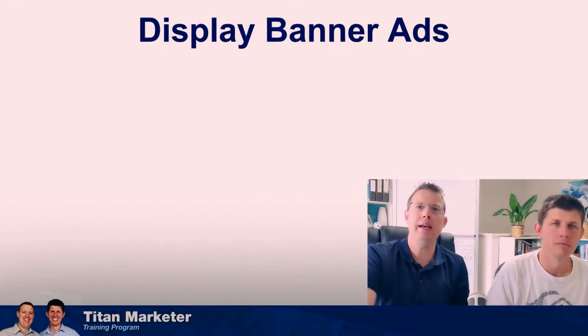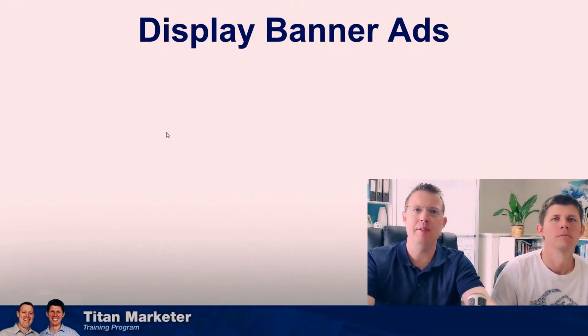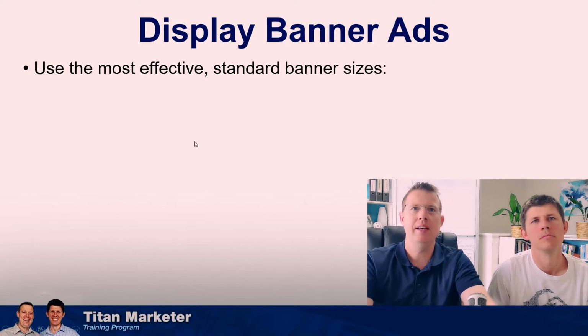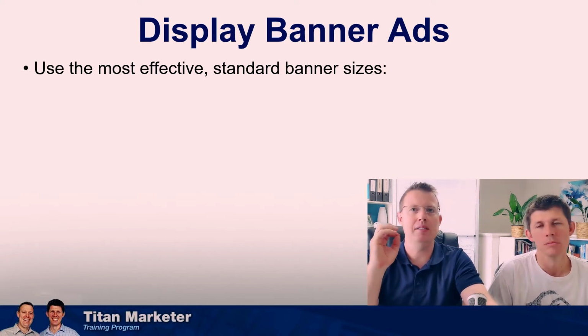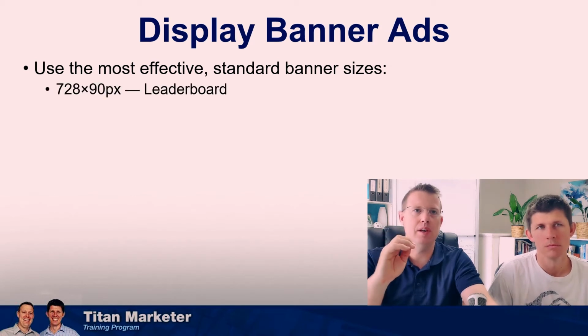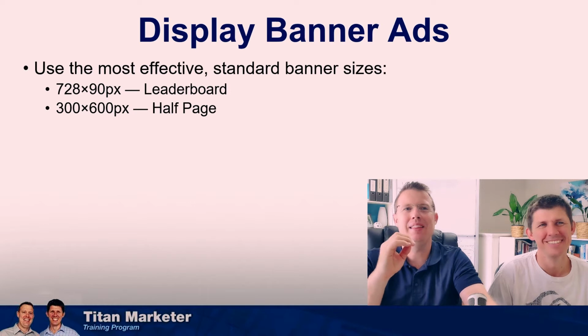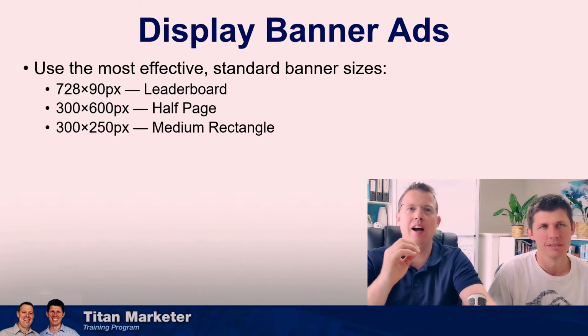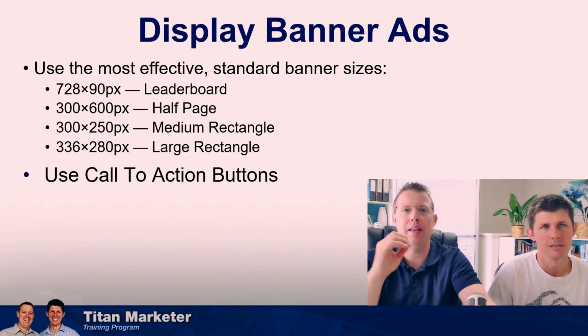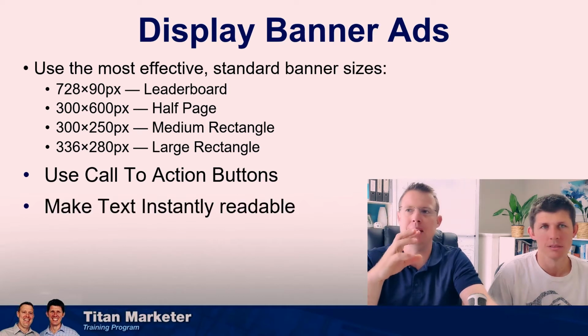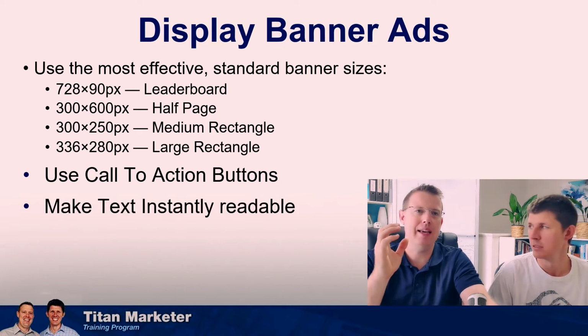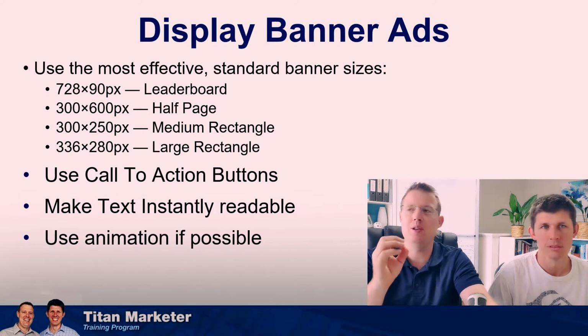So in terms of banner ads, we can see here some of the ones that we actually use. But we thought we'd share with you the most effective sizes as far as Google's concerned. The first one is the 728 by 90 leaderboard. Then we have the 300 by 600 half page, the medium rectangle, and the large rectangle. When you do this, you do want to have call to action buttons in there, make the text instantly readable and use animation if possible.